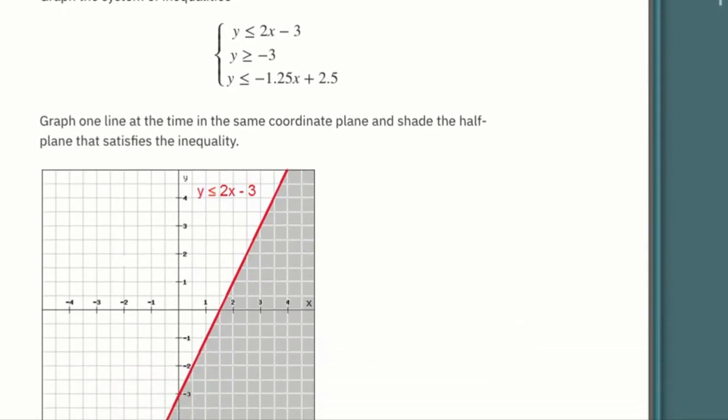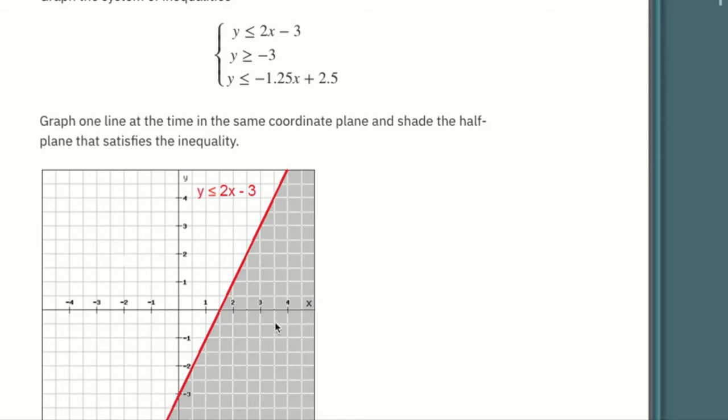So for instance, if we were graphing the inequality y is less than or equal to 2x minus 3, the 2 is the slope of that line, so it's going to go up 2 and over 1, and the negative 3 is where it's going to cross the y-axis. So we can graph that line. As you notice, it's equal to, so it's a solid line, and it is less than, so we are going to shade under the line.